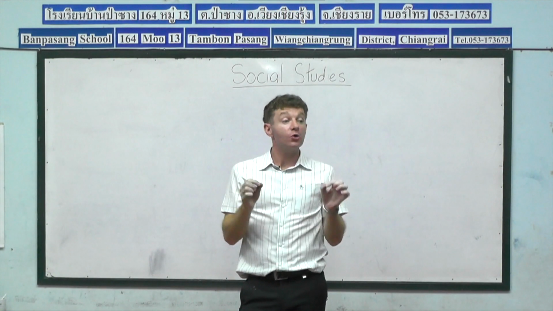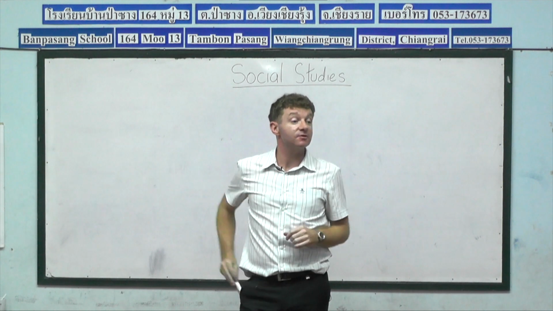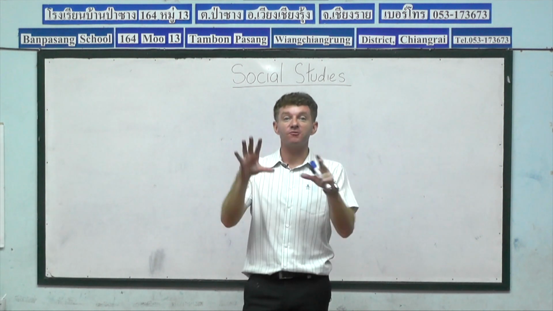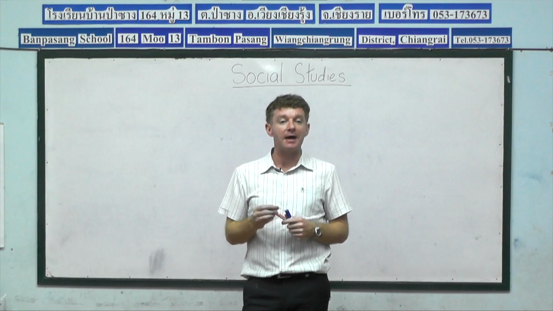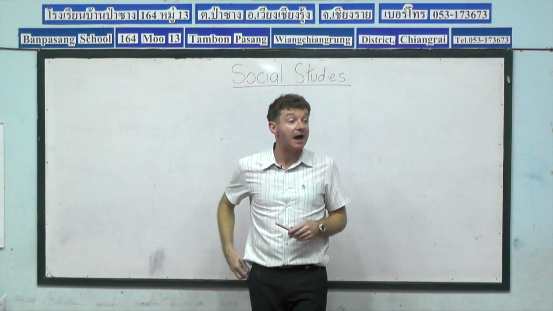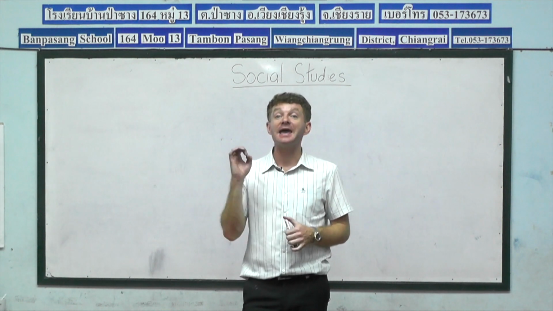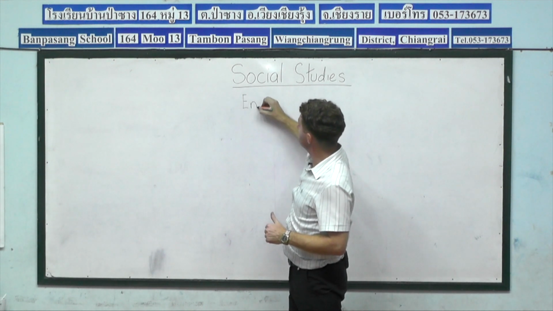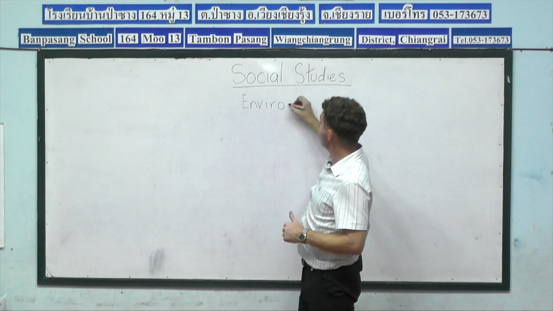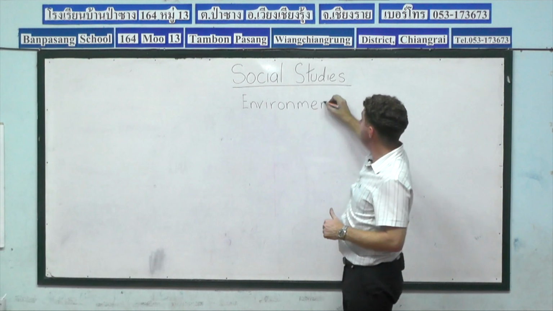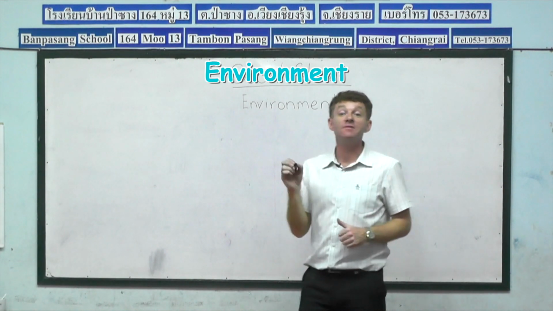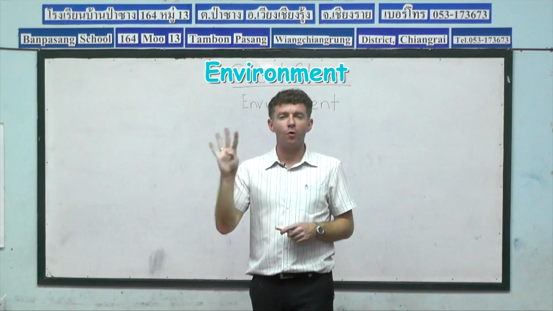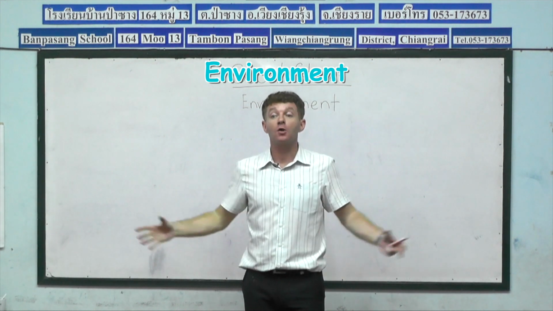So who can tell me or who can remember what did we learn about in the previous social studies lesson? Beginning with E. Something that describes the place or everything that is around us. The word environment. All together, guys, environment. So let's spell that together. E-N-V-I-R-O-N-M-E-N-T. All together, environment. Environment. Yes.